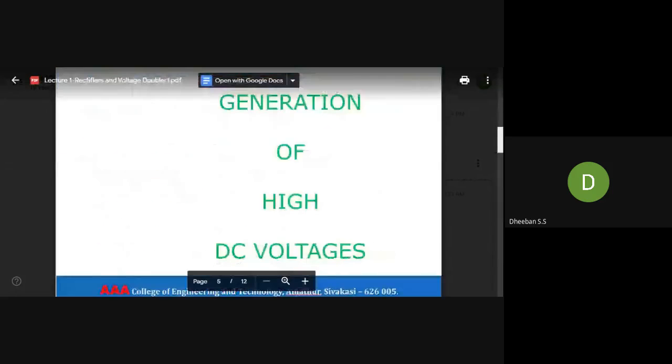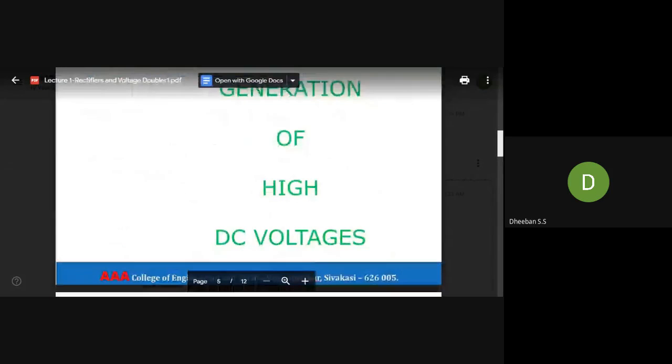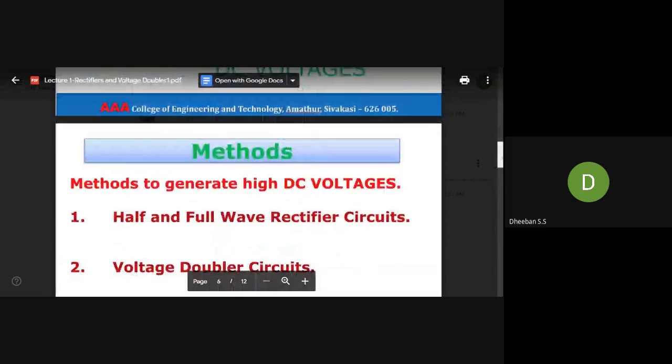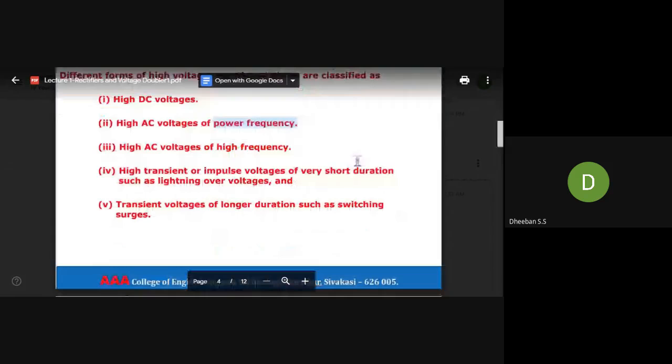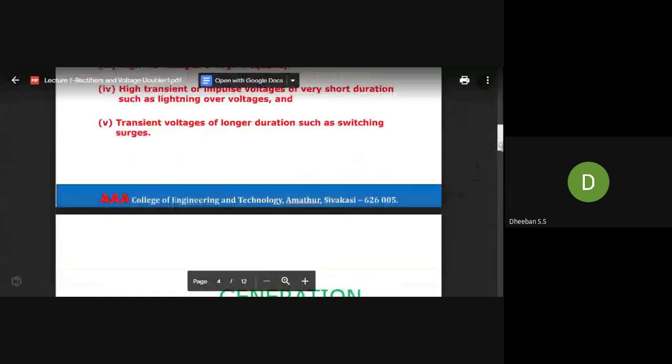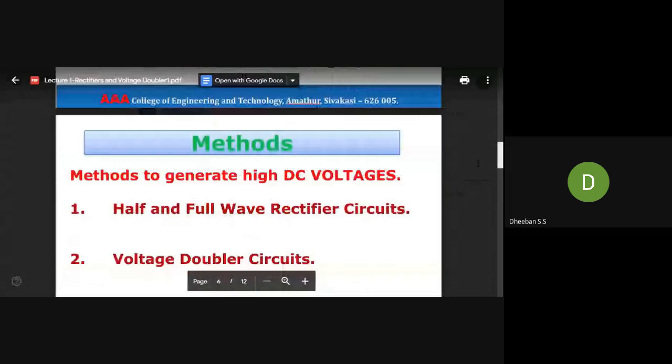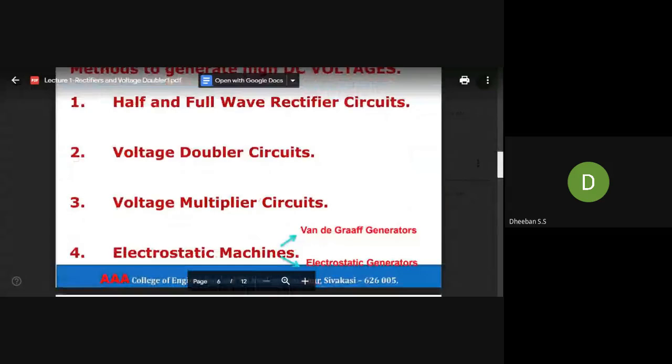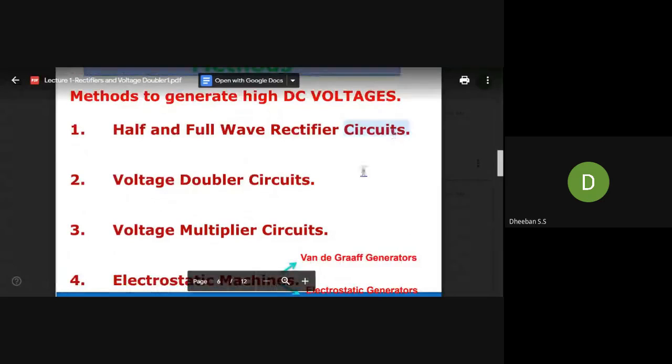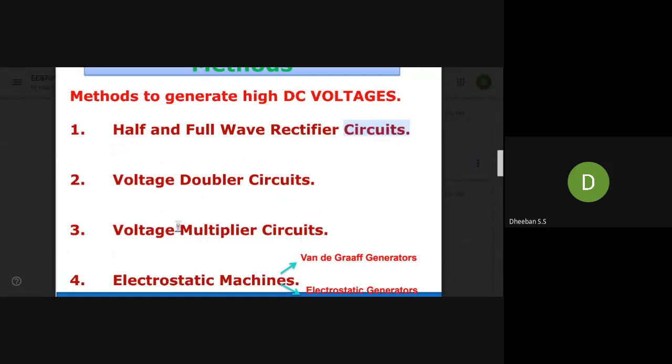So now we can look at the generation of high DC voltage. First we'll see about each and every one. In this, first you have high DC voltage. How is DC voltage generated? These are the four methods for generating a very high DC voltage. The first one is the half wave and full wave rectifier circuit. I'll be explaining this. The second one is the voltage doubler circuit. The third one is the voltage multiplier. The fourth one is the electrostatic machine.